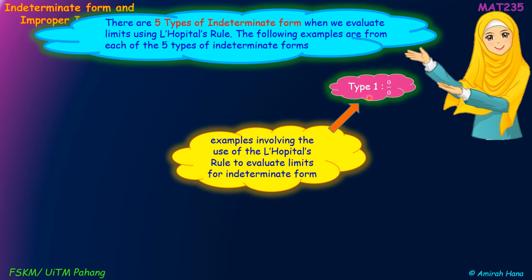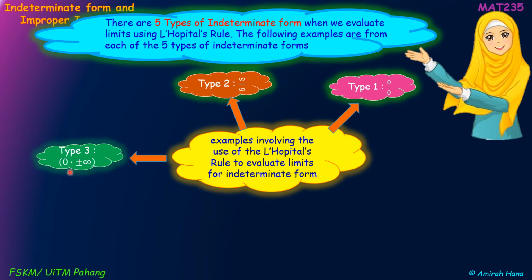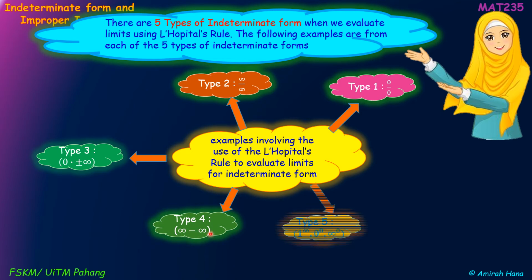The first one is under type 1, which is 0 over 0. The second one is under type 2, which is infinity over infinity. Type 3 is 0 times plus minus infinity. Type 4 is infinity minus infinity. And type 5 is 1 to the power of infinity, or 0 to the power of 0, or infinity to the power of 0.